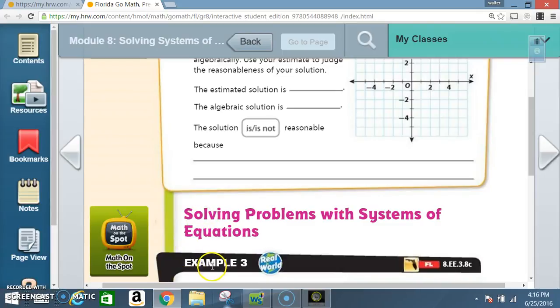All right, now we're on example 3, solving problems with systems of equations.